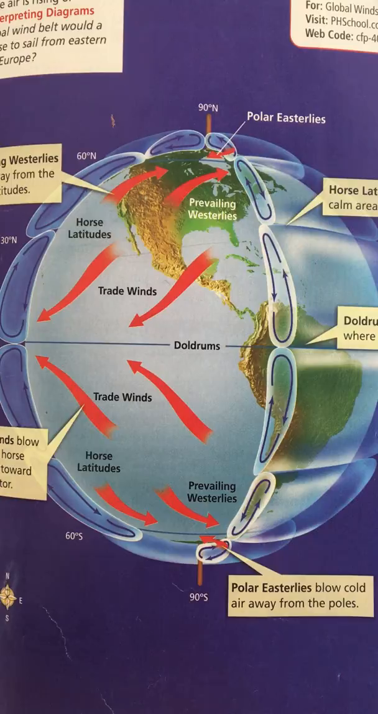Page 48. Local winds. Have you ever noticed a breeze at the beach on a hot summer day? Even if there is no wind inland, there may be a cool breeze blowing in from the water. This breeze is an example of a local wind. Local winds are winds that blow over short distances.